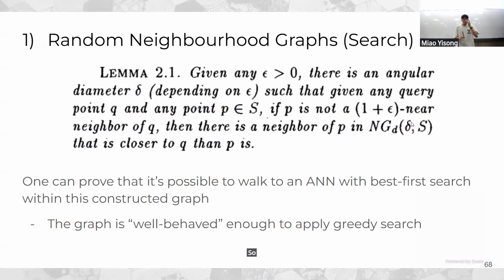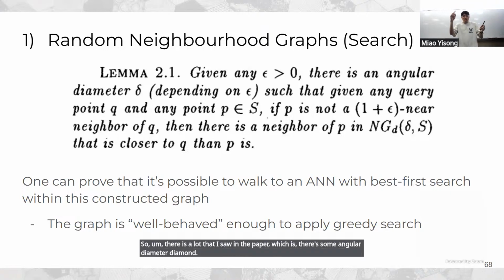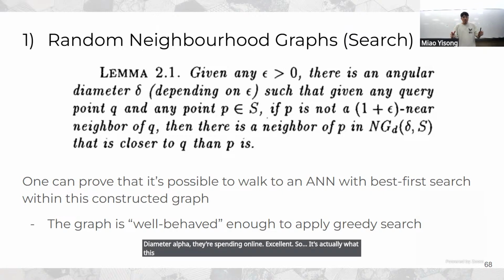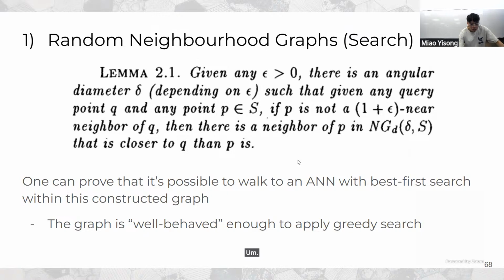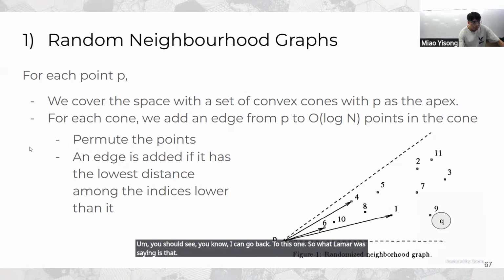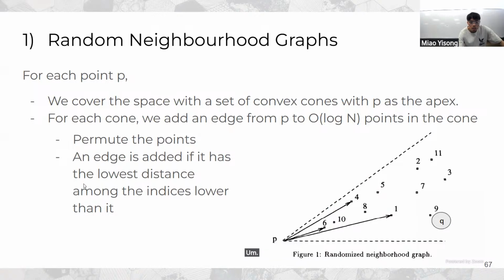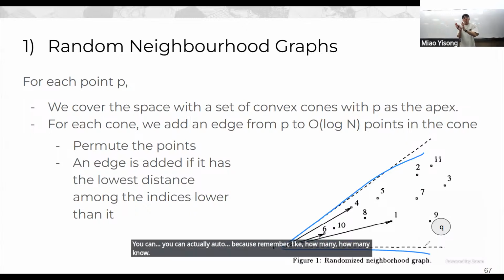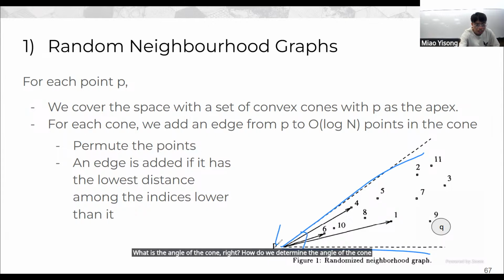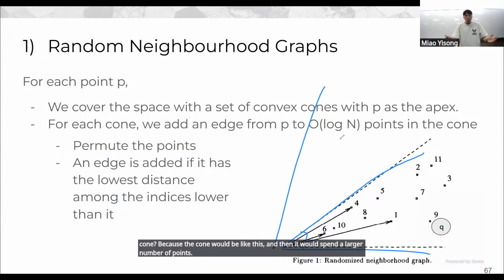There is a lemma that I saw in the paper, which says there's some angular diameter alpha that depends on the cone. Let me go back to the previous one. What that lemma was saying is that we can toggle this, because remember, how do we know the angle of the cone? The cone could be like this, and then it would spread to a larger number of points. How do we determine the angle of the cone?